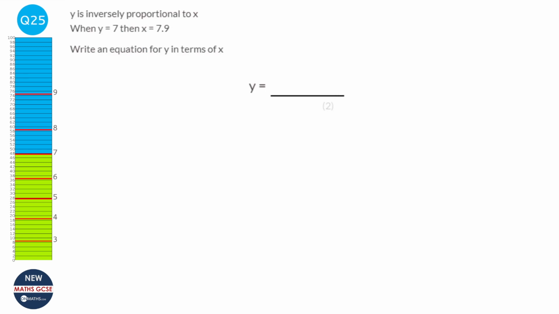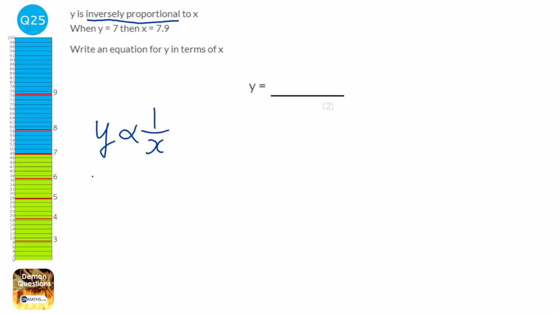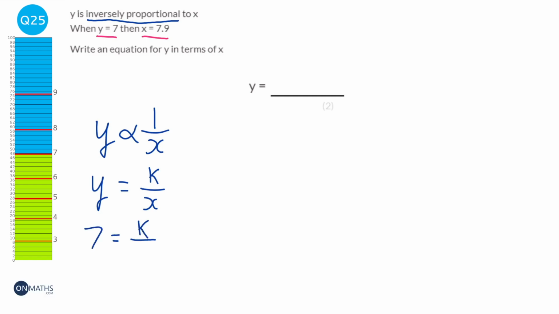When it's said that y is inversely proportional to x, it means that y changes as 1 over x changes. And to write this in an equation, all we do is we just write y equals k over x. Now k is something we need to find. So what we need to do is find out what a value of y and a value of x are somewhere on the graph that would be formed from this, and we've got that in this question. So we know that when y is 7, then x is going to be 7.9.